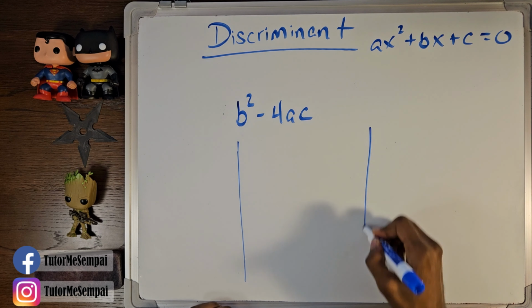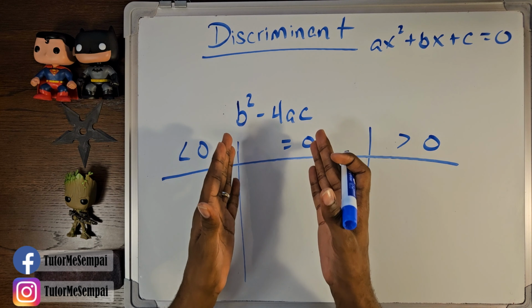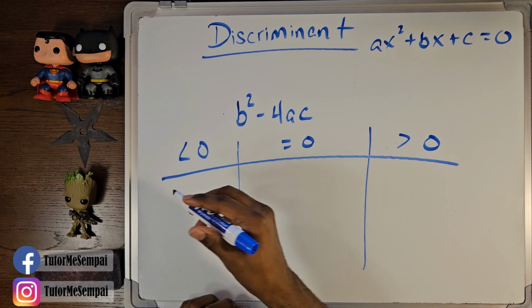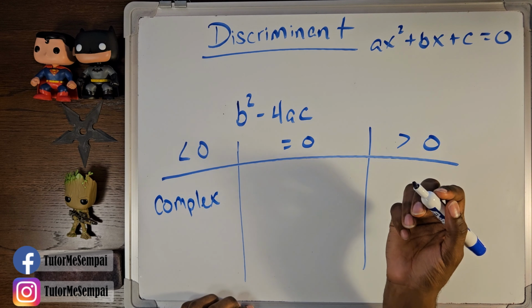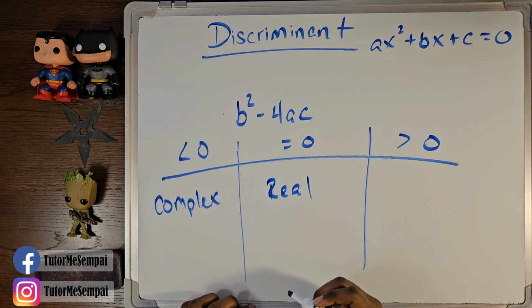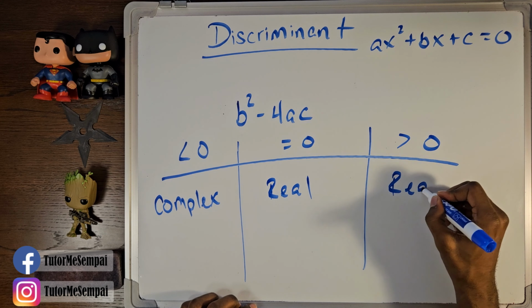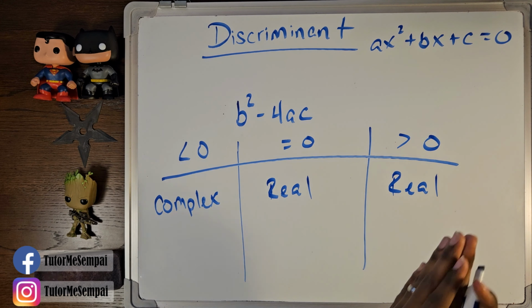You have where it's less than 0, you have when it's equal to 0, and you have when it's greater than 0. So after plugging a, b, and c into your discriminant and you find that the result is less than 0, we know that this means your roots are going to be complex. If the result is equal to 0, you have real roots. And if your result is greater than 0, you have real roots. So that's how we can use our discriminant to figure out the nature of our roots.